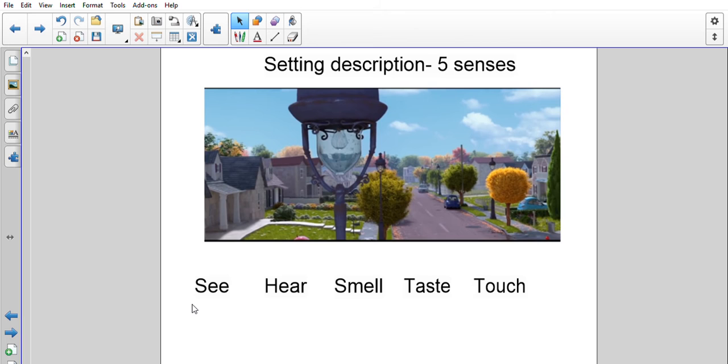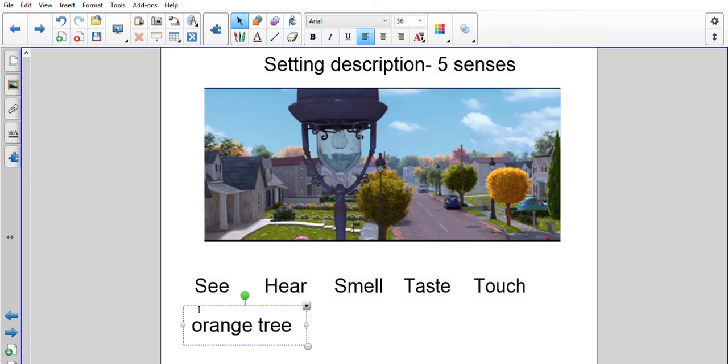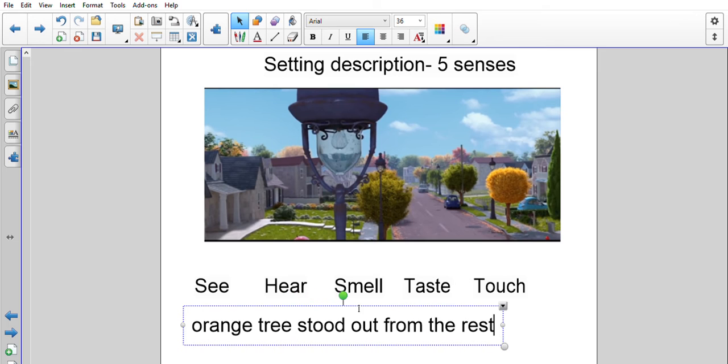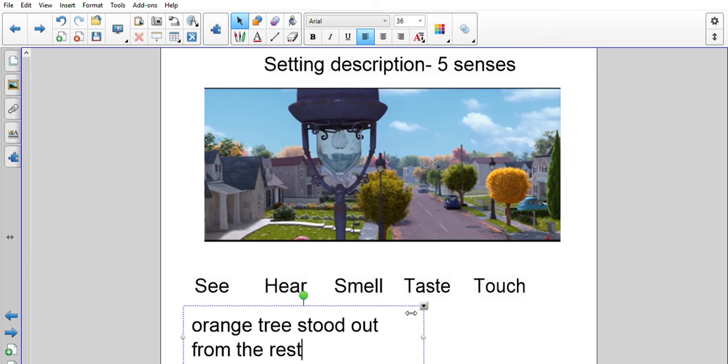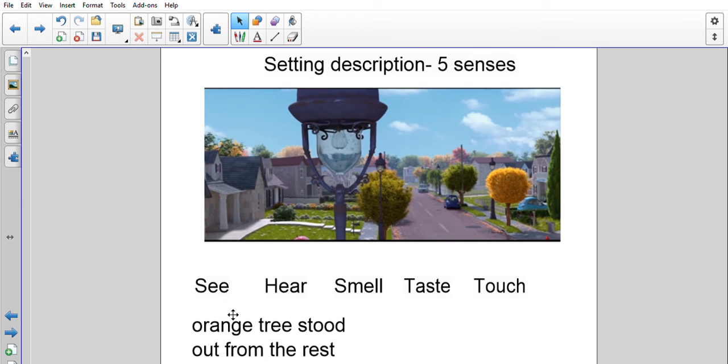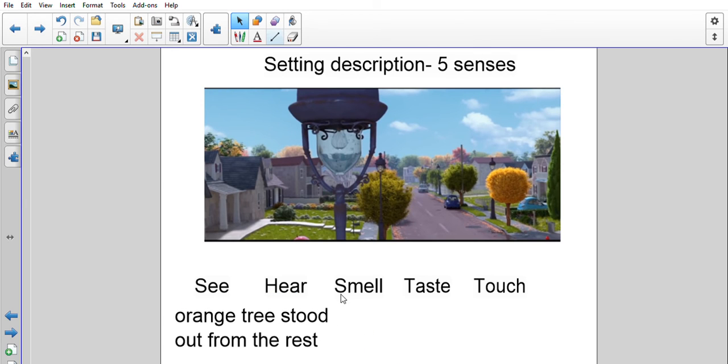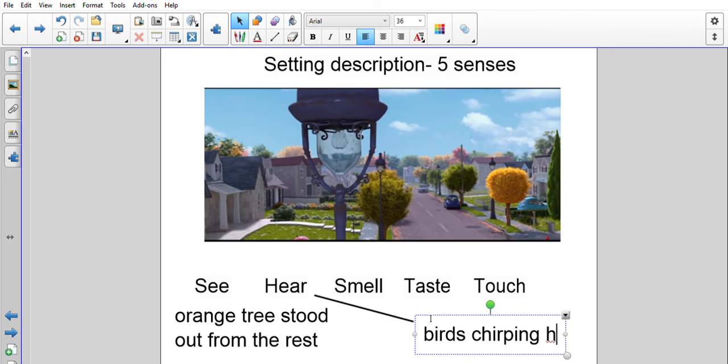So straight away I can see an orange tree stood out from the rest. Okay, I'll make it a little bit smaller, but I don't want it to go off the page. So that's definitely something that I can see. What do I think I could hear? Now, it looks like a nice day, so I know it's not going to be windy, but I think because it's such a nice day, I can see that the clouds are quite white and fluffy. The sky is blue, so I think I can hear birds chirping happily.